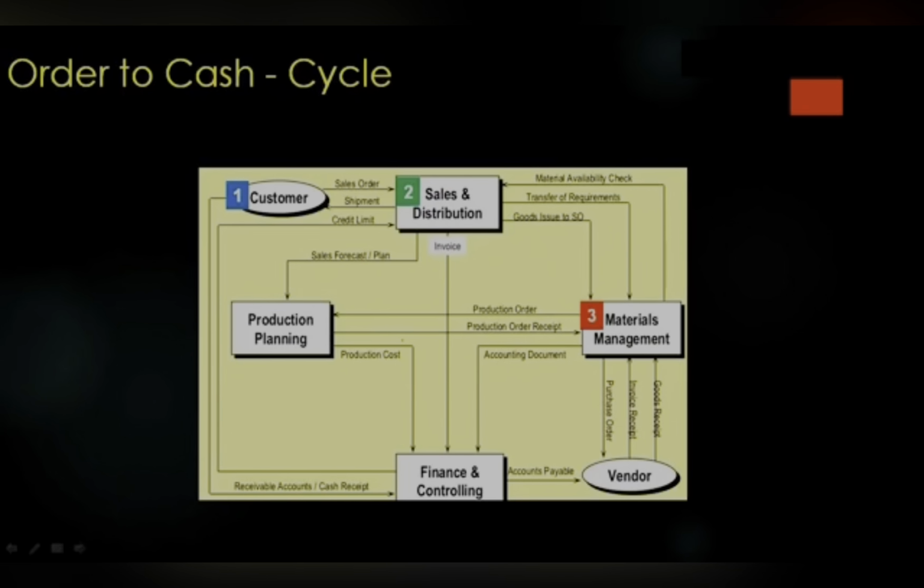The requirements will be sent to the material management department, or the MM module. If we need to purchase the product from outside, because we are trading the goods, then we'll send the requirement to the vendor. Or if we are doing in-house manufacturing, then the requirements will be sent to PP, production planning. Finally, when the goods are ready, we'll deliver them to the customer, and the finance department will be invoicing the customer. So that's the cycle from the overall business perspective.